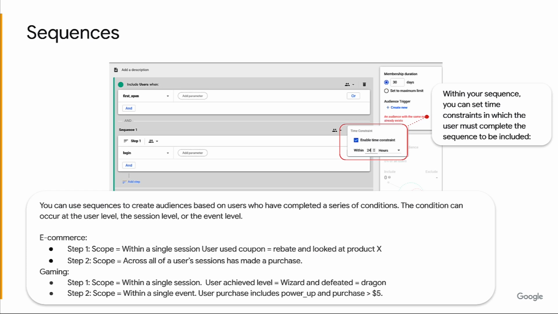For an e-commerce use case, you could define your first step as a user who has used a coupon and looked at a specific product. And then maybe in a second step after that, you could focus on users who have made a purchase.